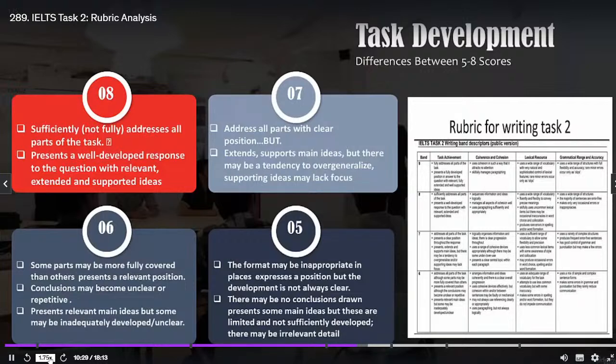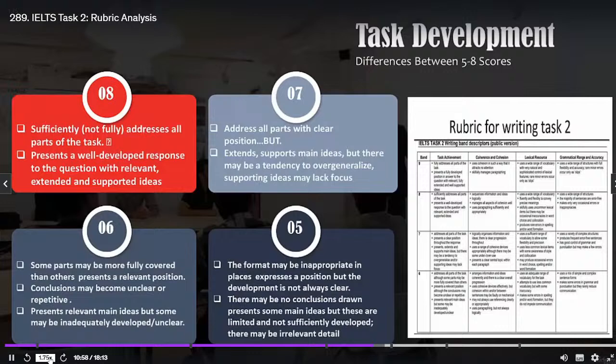For a 6, it breaks down more, where you're being more repetitive in your language, or more repetitive in your ideas, and they're unclear. Your main ideas are inadequate or not really developed. And then, of course, from a 4 or 5, it drops down even more. The format is not correct. Your paragraphing is incorrect. Your development is unclear.